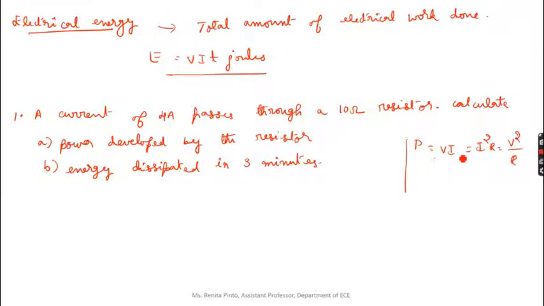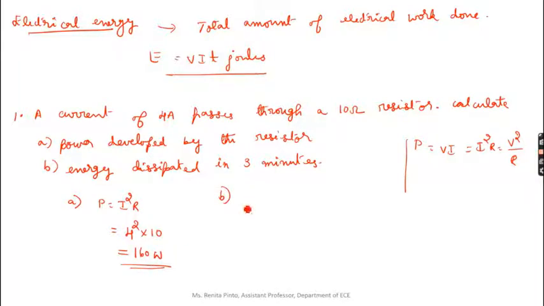Now in your question they have given you the current and the resistive value. So let me use the equation P is equal to I square R. So you have 4 square into 10. This will give you the power developed by the resistor. So 4 square into 10 gives you 160 watts. This is the answer for the first one.